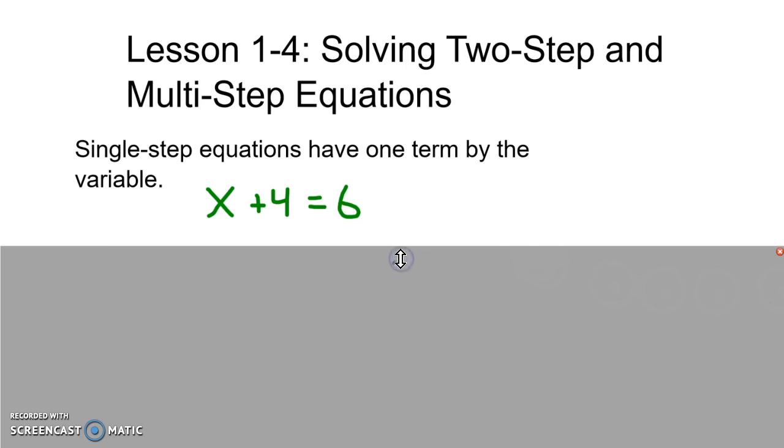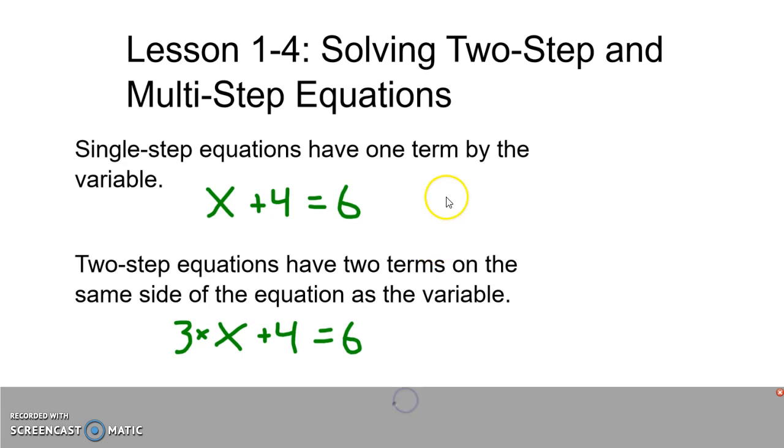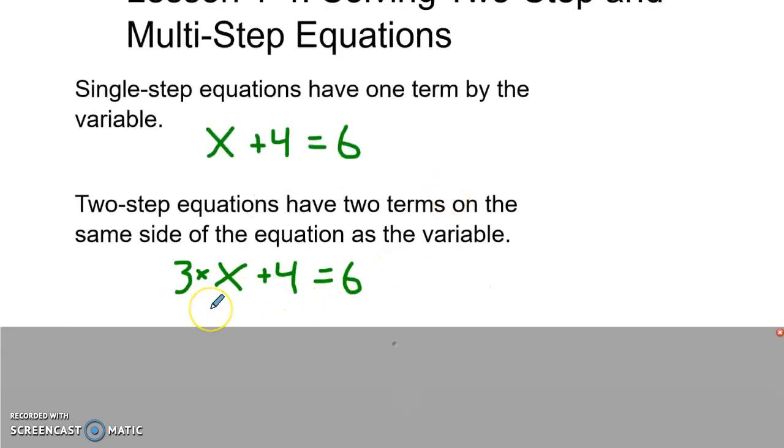So you've already been solving single-step equations, and a single-step equation just has one term next to the variable. Two-step equations are similar, they just have two terms next to the variable. So there's one extra step that you have to take when you're solving them. These are almost always going to be one operation of multiplication or division and one operation of addition or subtraction.